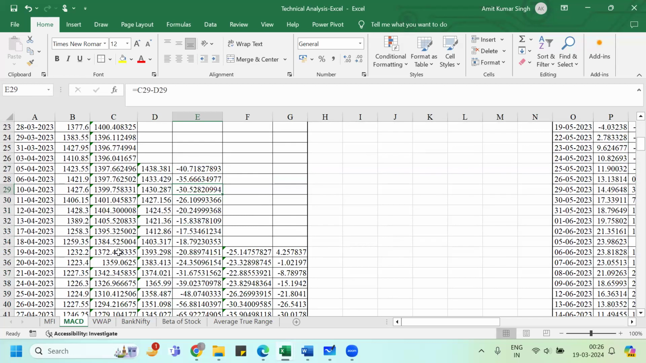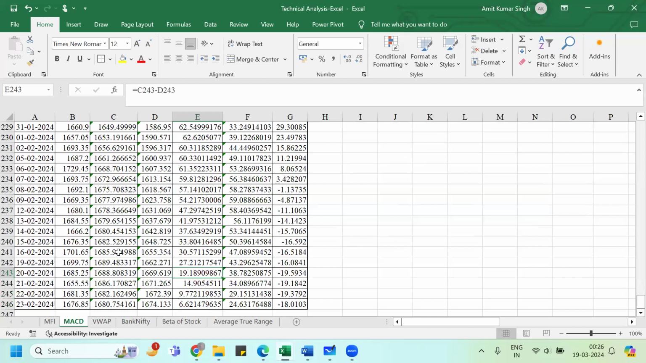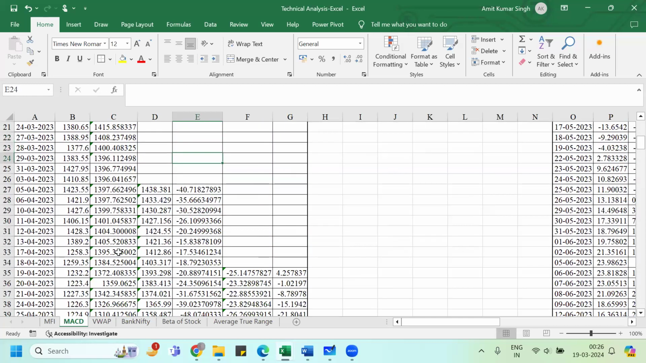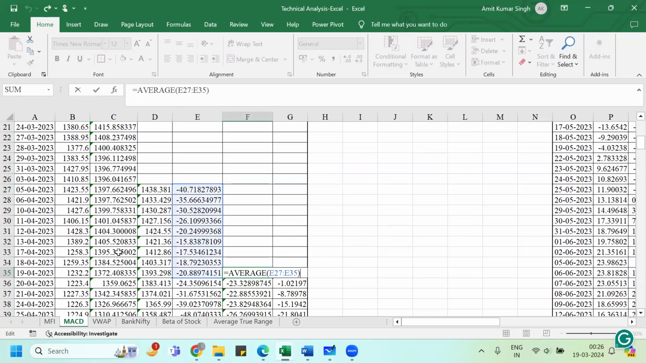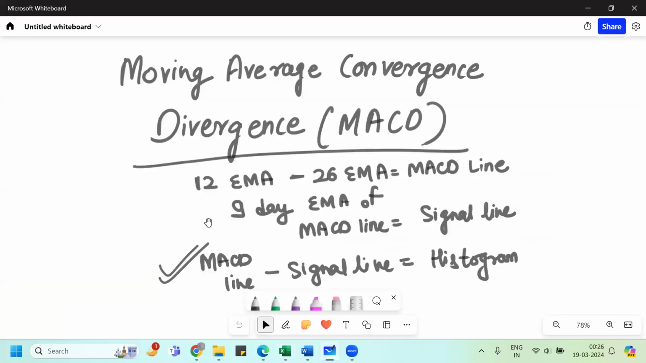Now once you found the MACD line, once you got the MACD value of the stock, you can find the 9-day average of the same. The 9-day average of the same would give you the signal line. Clear everyone? That is what we have to do in Excel. First we find the 12-day moving average; 12-day moving average minus 26-day moving average will give you the MACD line. And once you find the 9-day average of the same, you will get the signal line.